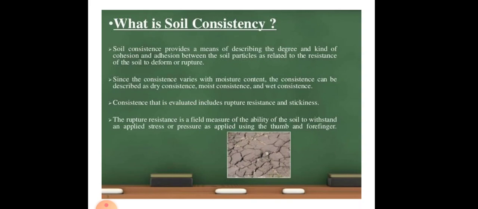Since the consistency varies with moisture content, it can be described as dry consistency, moist consistency, and wet consistency. And the consistency that is evaluated includes the rupture resistance and stickiness. So basically, soil consistency means whether the soil is ruptured or whether the soil is sticky. This relative degree is called soil consistency.